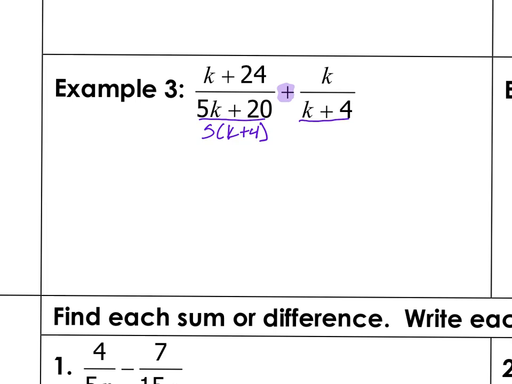So what's in both of the denominators we know for sure is k plus 4. We know that's going to be part of our common denominator because we have it here, here, and here. But in order for it to be a common denominator, it's got to have everything that's in both denominators.